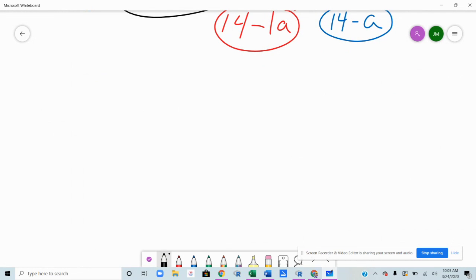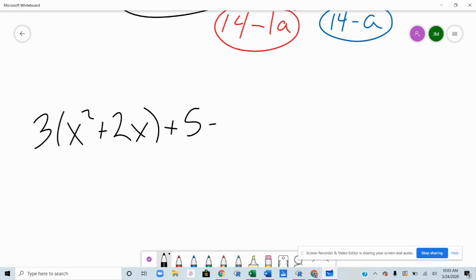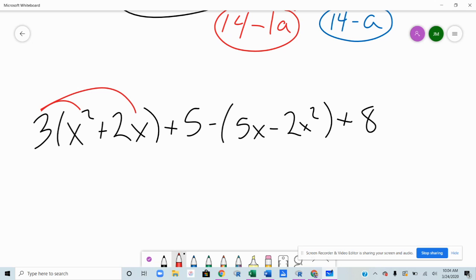Okay. So let's say we have 3(x squared plus 2x plus 5) minus (5x minus 2x squared plus 8). Okay, so always start with your distributing. So we're going to start at the left and work to the right. We've got this 3 to distribute here.